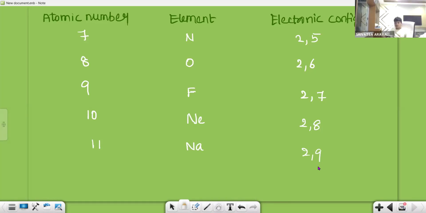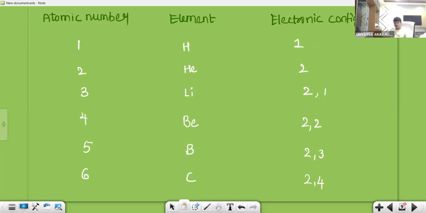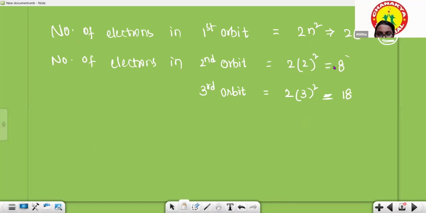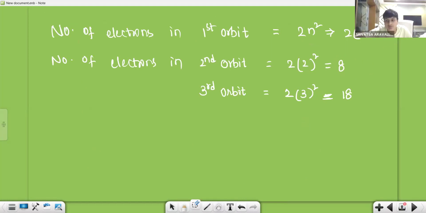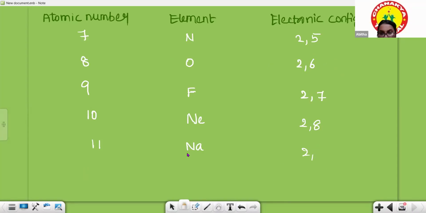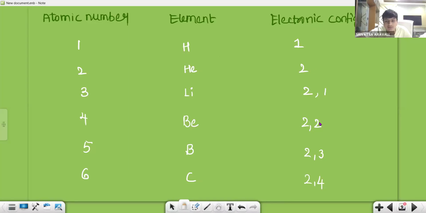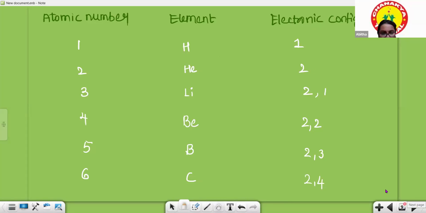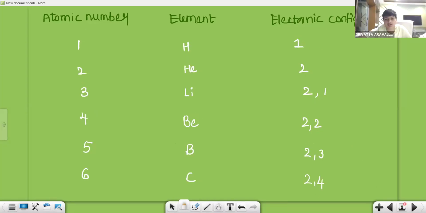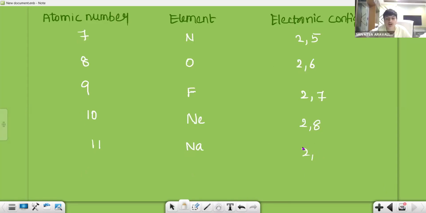Where does the 2 end, ma'am? When will the next one start? The 2 is in the beginning, and the second orbit can accommodate only 8, not more. The 2 starts from helium and is common everywhere.